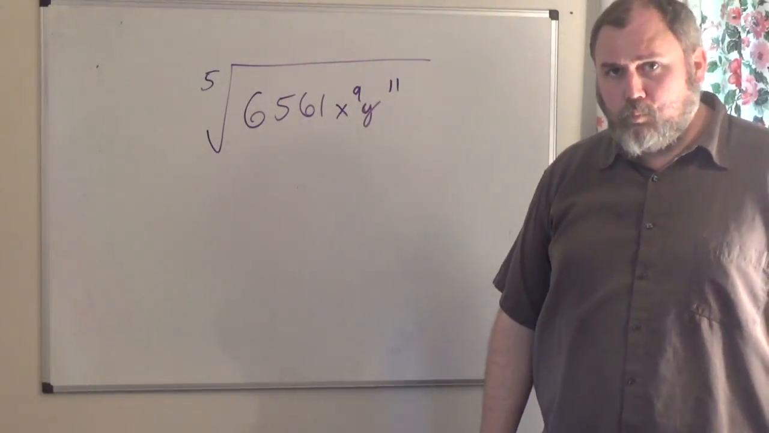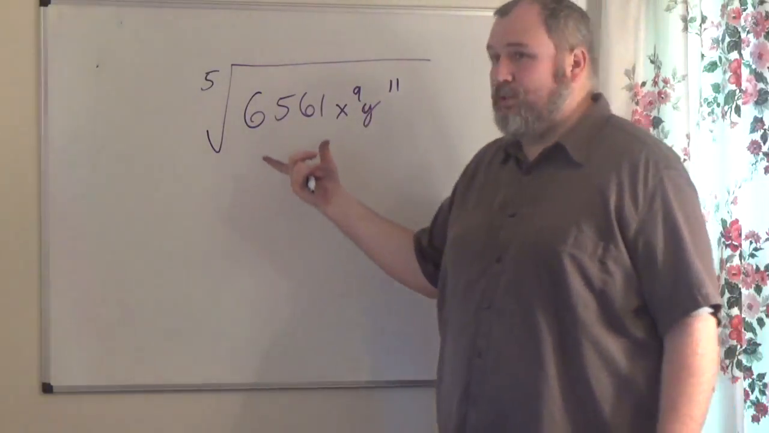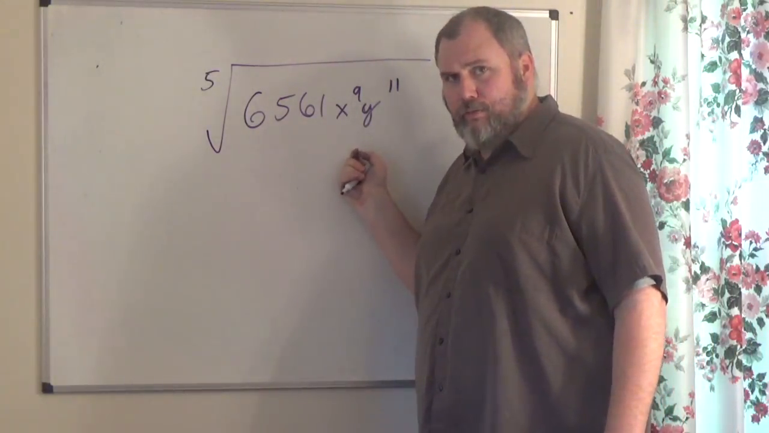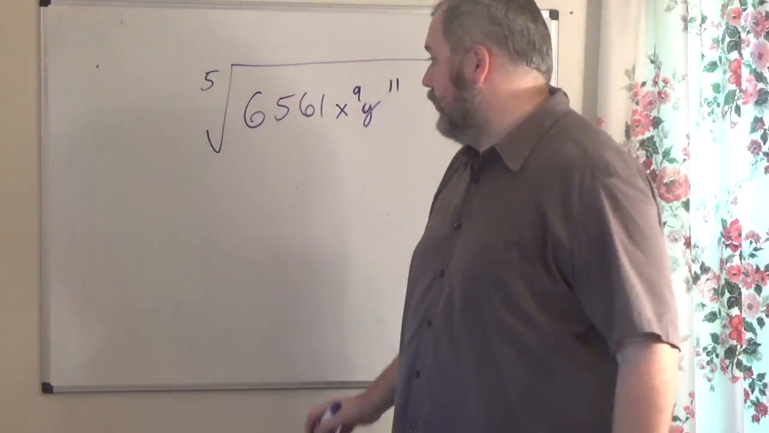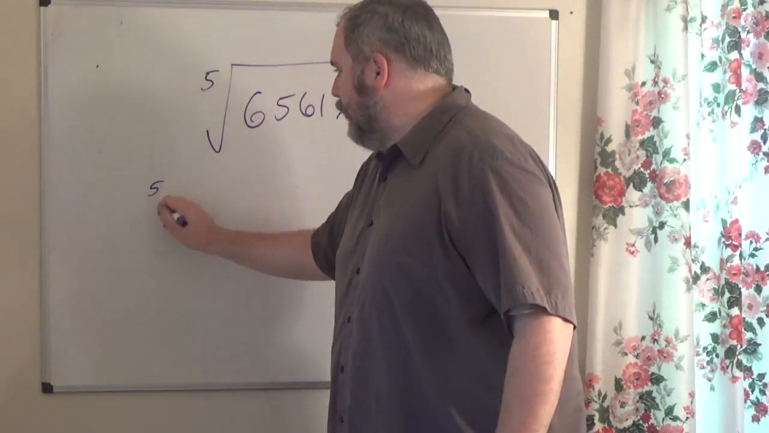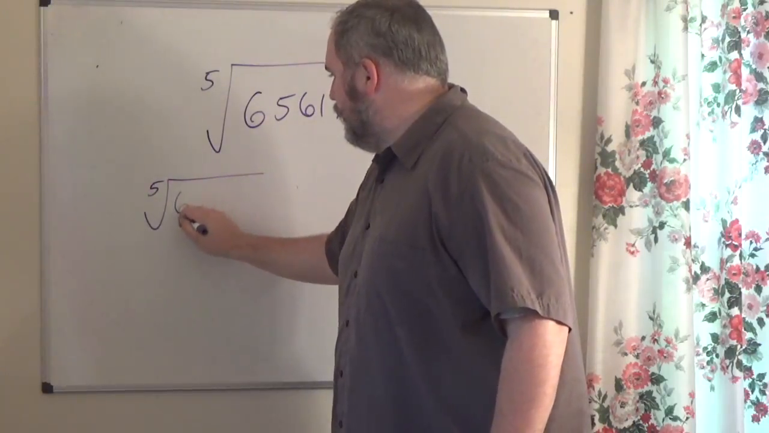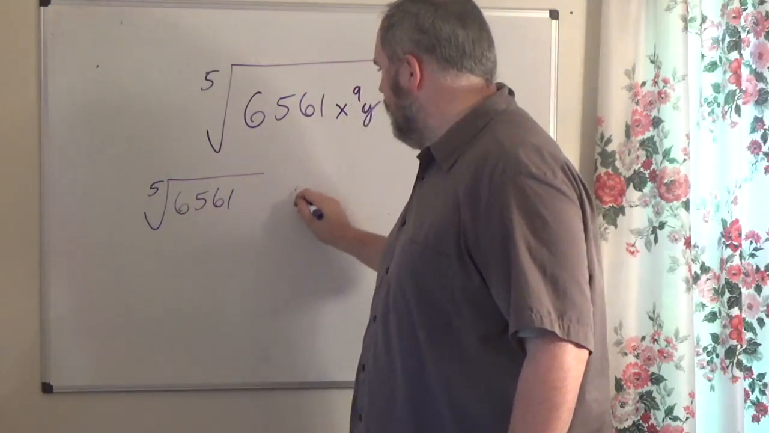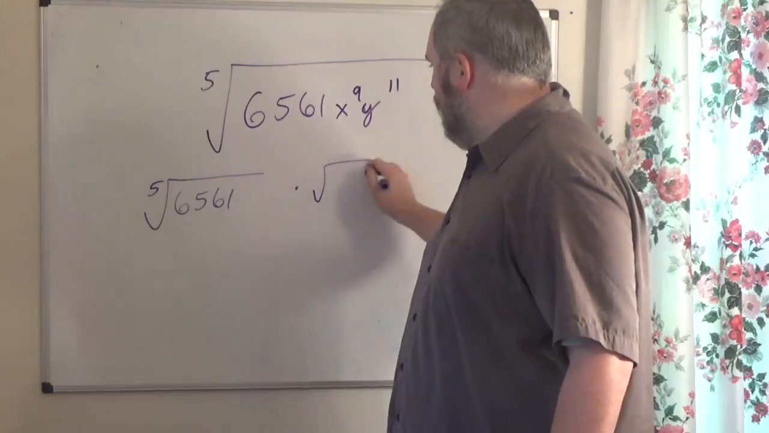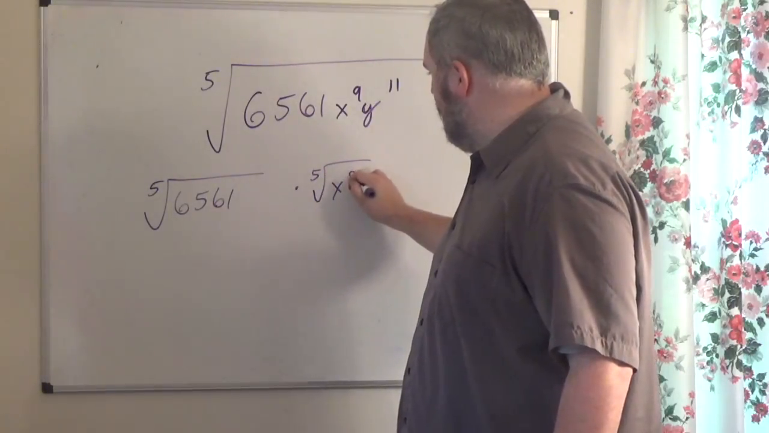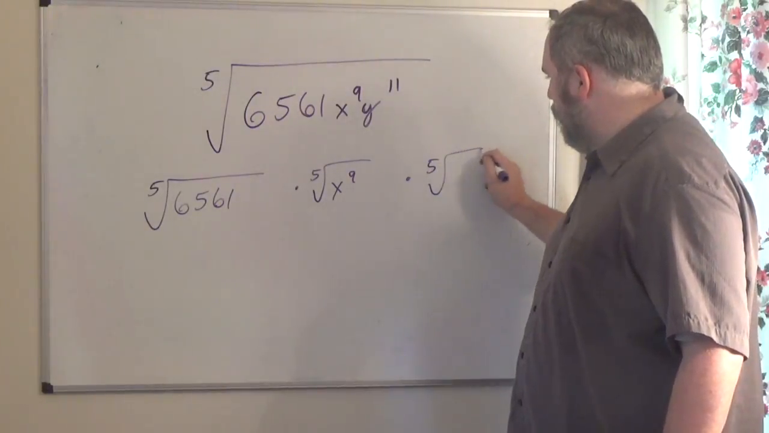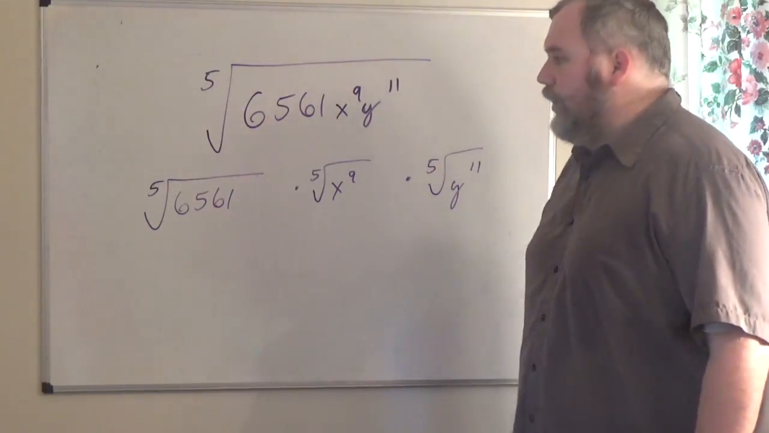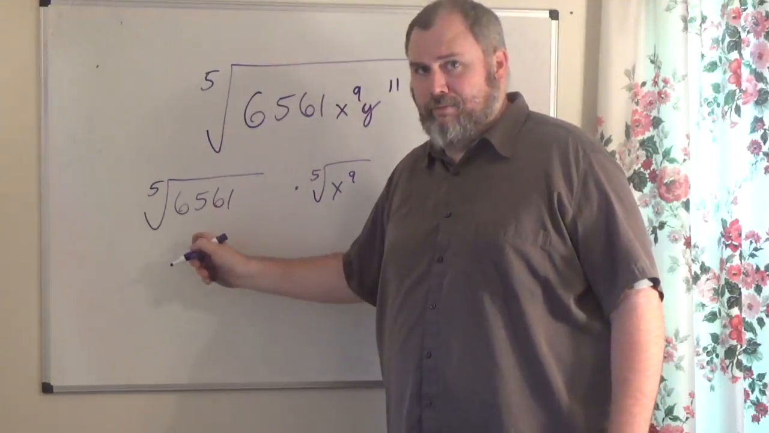Alright, so what we want to do is we want to factor each individual piece first. Now we can do it all in one swoop, but I like factoring each individual piece. So it's asking for the 5th root of 6,561. We're going to multiply that by the 5th root of x to the 9th, and we're going to multiply that by the 5th root of y to the 11th. Alright, so let's get this guy done first.